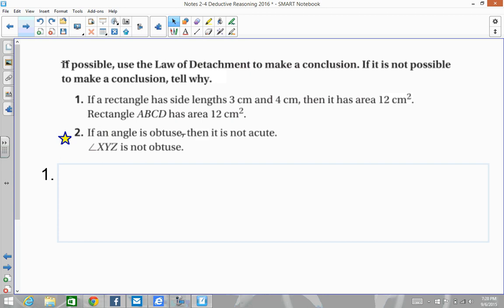Okay, the first one says if a rectangle has side lengths of 3 centimeters and 4 centimeters, then it has an area of 12 centimeters squared. Rectangle ABCD has an area of 12 centimeters squared. If you think that it has to have the dimensions of 3 and 4, because 3 times 4 would give you the area 12, and so if a rectangle has 12 centimeters area, then it has to be 3 and 4, you are wrong.